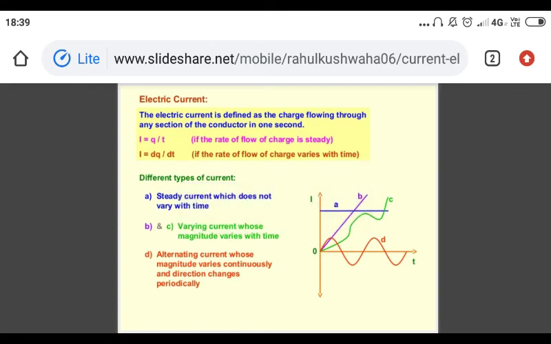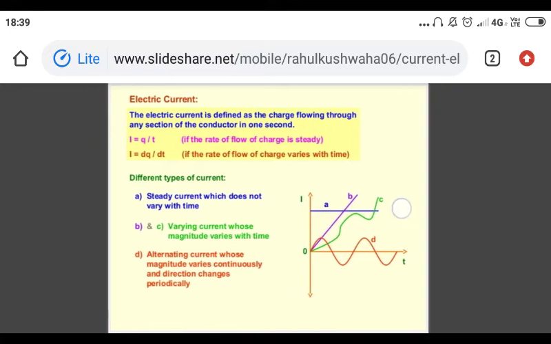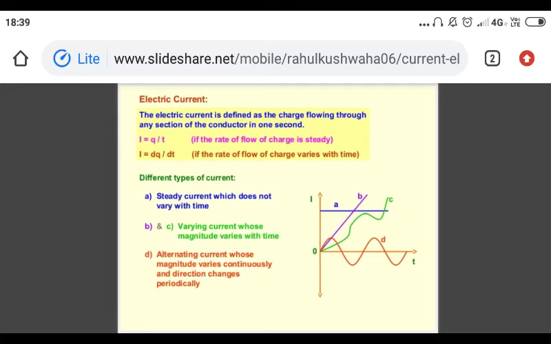What is electric current? Electric current is defined as the charge flowing through any section of a conductor in 1 second. So I is equal to Q upon T, the rate of flow of charge. Now there are different types of current. Okay, steady current. And what do you mean by steady current?